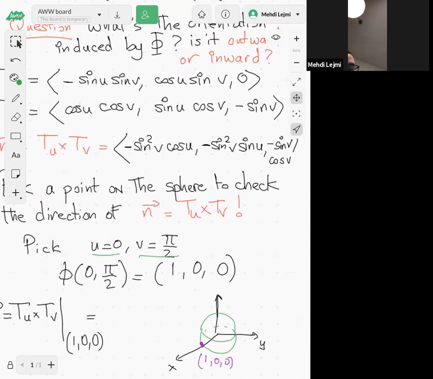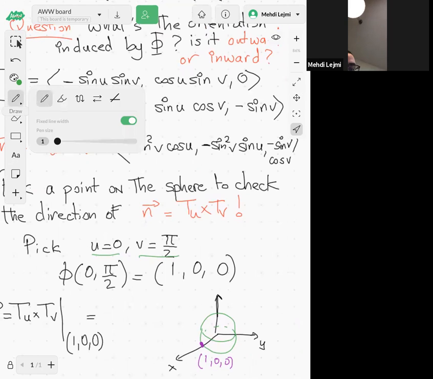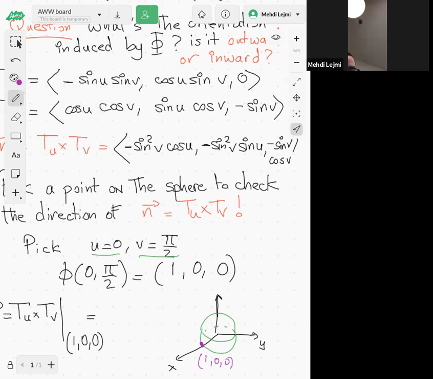It's here, right? So v is pi over 2, and u is 0. So this component here would be equal to -1, right? Sine of 0 is 0, so this is 0. All right, and then cosine of pi over 2 will be 0.